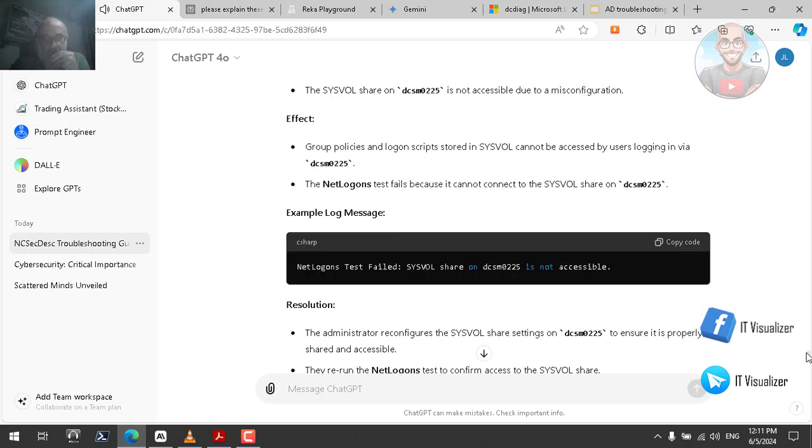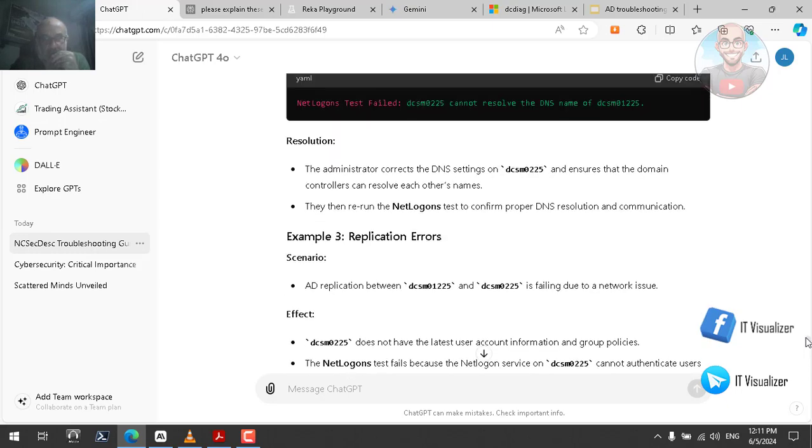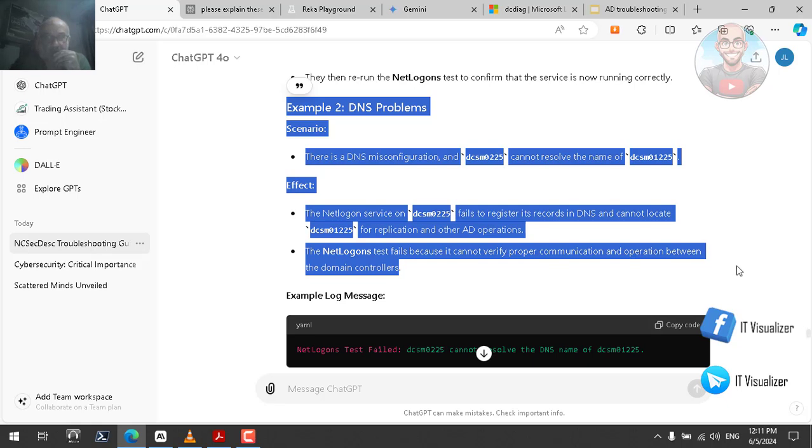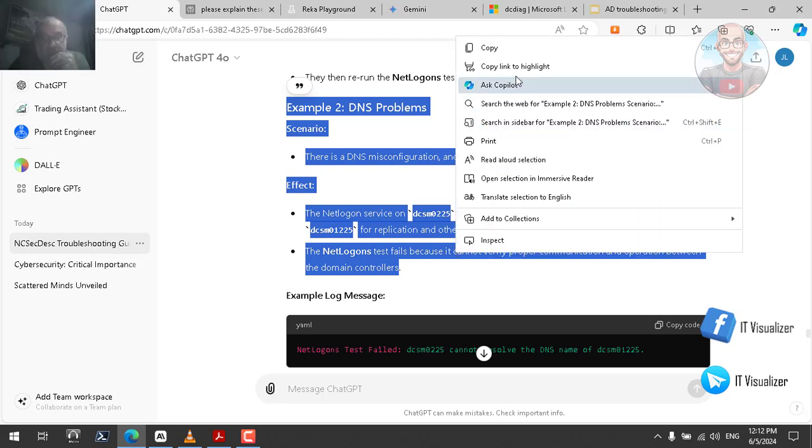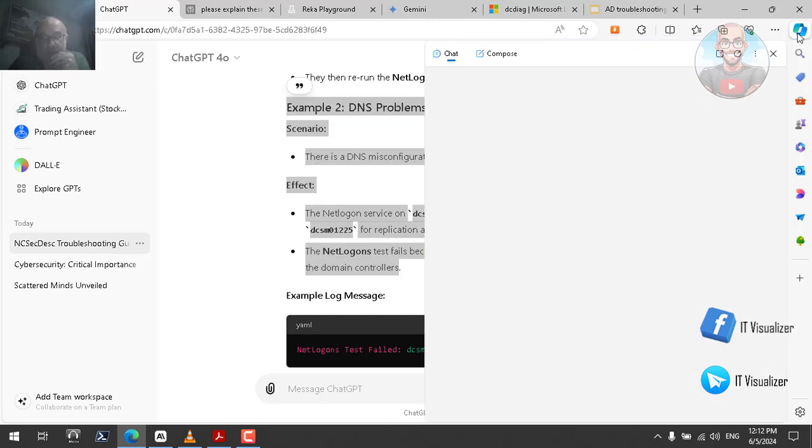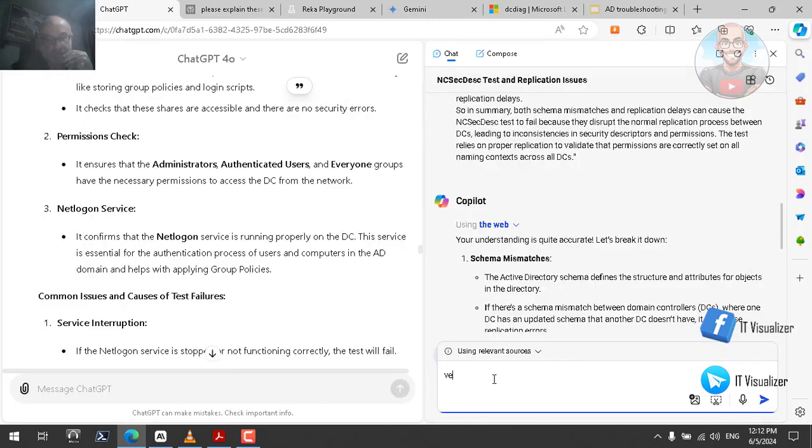Here's one thing I need to verify. He's saying here in the DNS that the Netlogon service fails to register its records in DNS. That means that the Netlogon service is registered in the DNS, like registering the LDAP service and the Kerberos service. Let's see if this answer is correct. I need to ask Copilot to verify if this answer is correct.